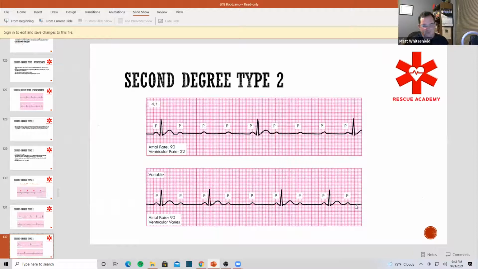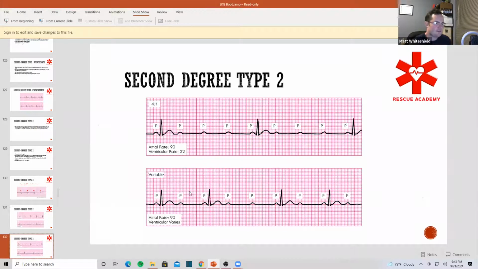Check out that 4-to-1. And you want to know what's crazy, man, is so many people will look at this second degree type 2, this one on the top, and call this a complete heart block. They're like, dude, look how many P waves there are to QRS complexes. So for a lot of people, that's almost the definition of a complete heart block. But you have to look at the QRS complexes that are here, that were given. Is there a P wave before it, and do they change? If the answer is no, it's a second degree type 2. That's the rule.